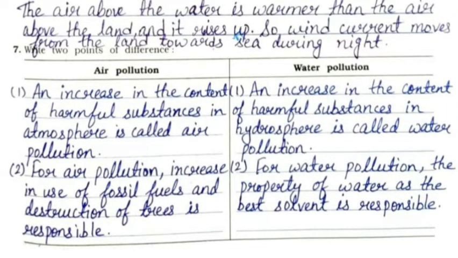An increase in the content of harmful substances in atmosphere is called air pollution. An increase in the content of harmful substances in hydrosphere is called water pollution. For air pollution, increase in use of fossil fuels and destruction of trees is responsible. For water pollution, the property of water as the best solvent is responsible.